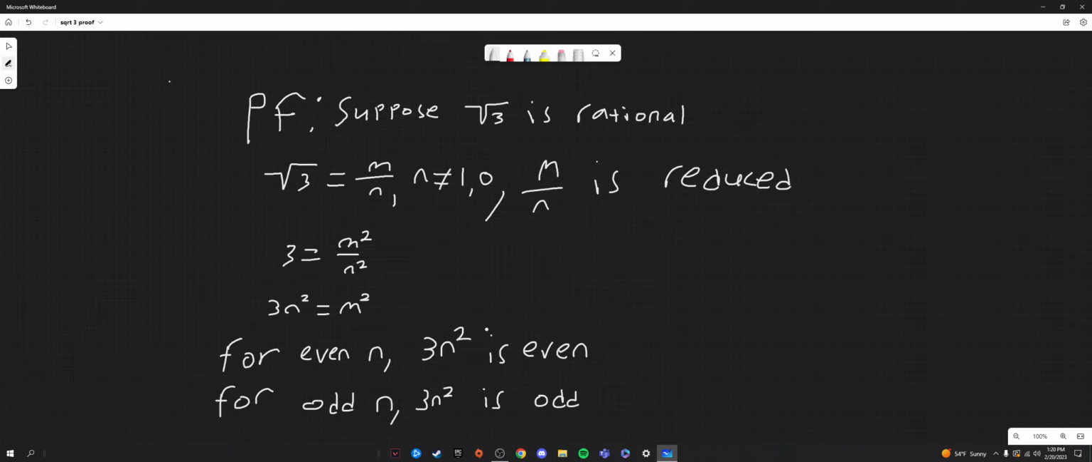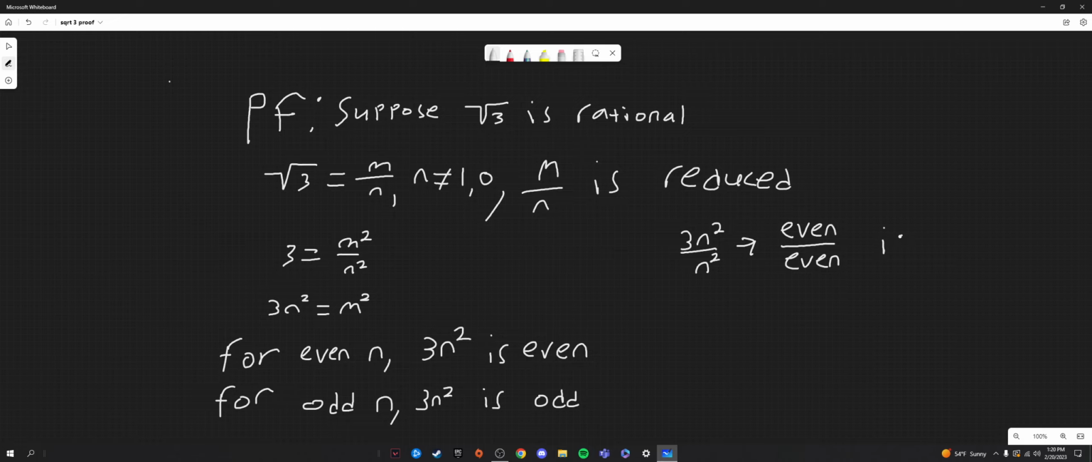Now we're going to put this back into our fraction, 3n squared over n squared. If we consider just evens, we know that n squared, as I said earlier, is even. 3n squared is also even, so we get even over even, which is reducible, meaning that m over n is not reduced. So at least for even n, it appears there's a contradiction.